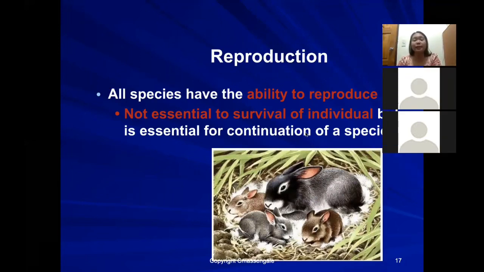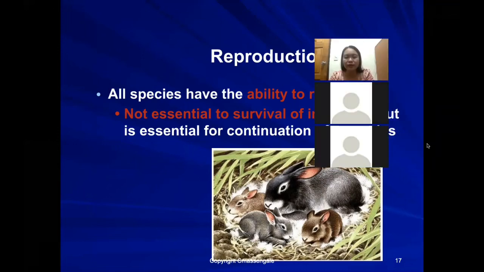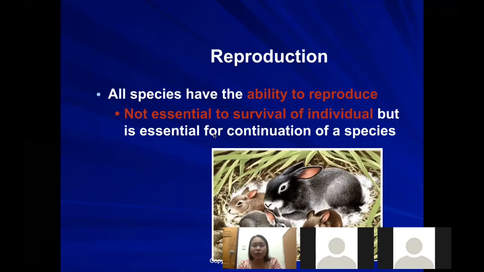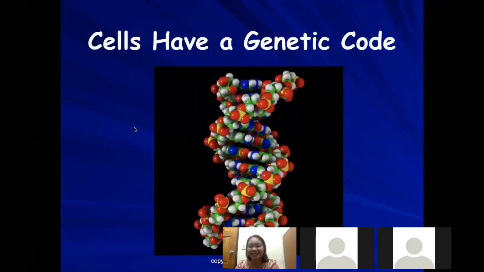Reproductive cells have the ability to reproduce. All species have the ability to reproduce, except the infertile. Although reproduction is a very important asset for living things, it's not really essential to individual survival, but it is essential for the species not to become extinct. So that your species does not go extinct, you multiply. Cells have a genetic code, and we know that through our genetic makeup or DNA, and it looks like this.